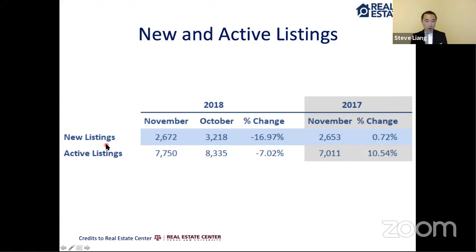New listings, let's start with new listings. New listings is how many properties are being listed on the market, right? How many properties are hitting the market. In the Austin area, in October, there were a little bit over 3,200 hitting the market. And in November, it drops to 2,672. So that's a big change. There's a big drop in the properties that are hitting the market.